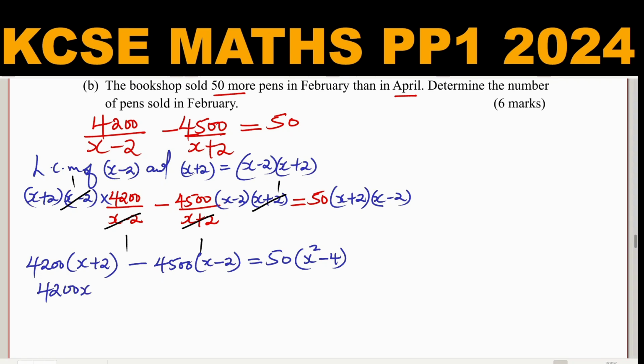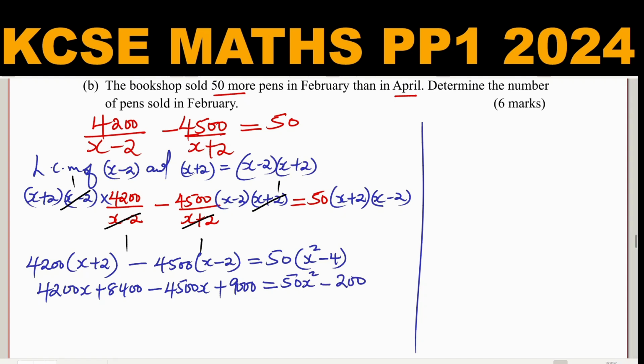4,200x plus 8,400 minus 4,500x, then plus negative multiplied by negative, this one is plus 9,000, is equal to 50x squared minus 200.